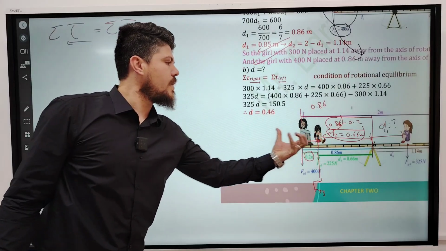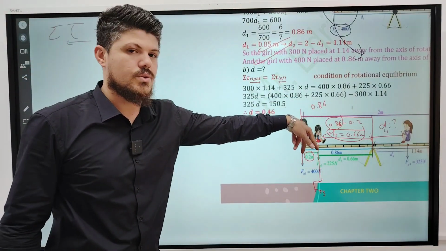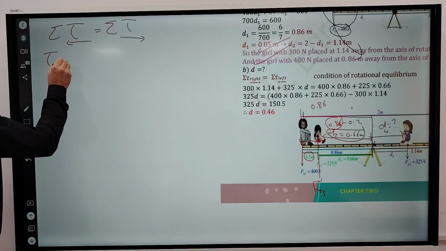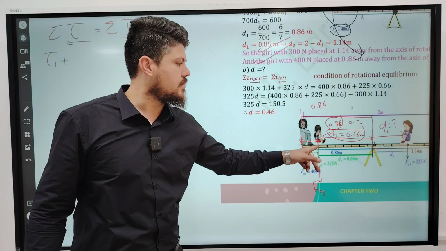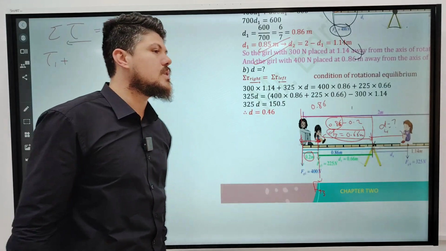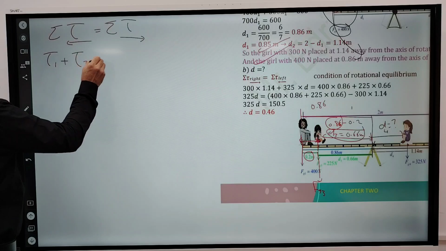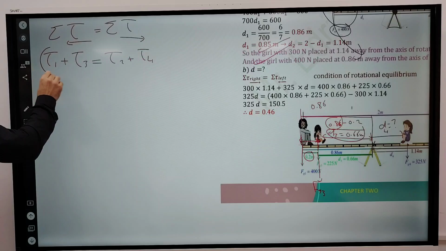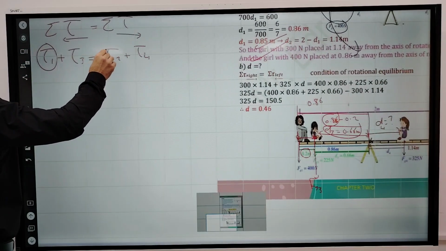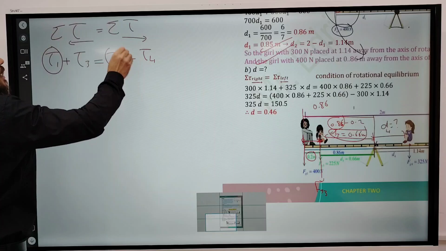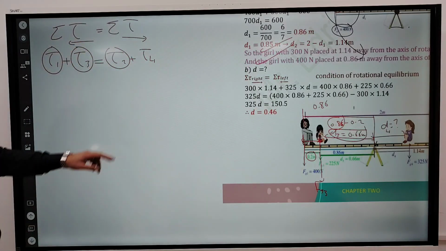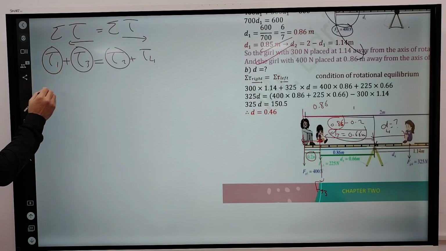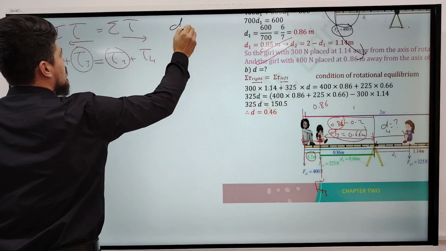How many forces do we have on the left of the seesaw? We have two gravitational forces. Both of these gravitational forces produce torque. So that is why you have to say torque number 1 plus, this is the third child, be careful. This 225 is Fg3. Torque number 1 plus torque number 3 is equal to torque number 2 plus torque number 4. This is the torque of the first child. This is the second child, which is sitting on the other side, okay? And this is the torque of the third child, and this is the torque of the fourth child, okay? Now, to find the distance, D4 is unknown.